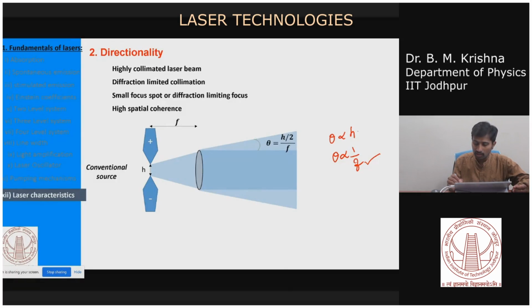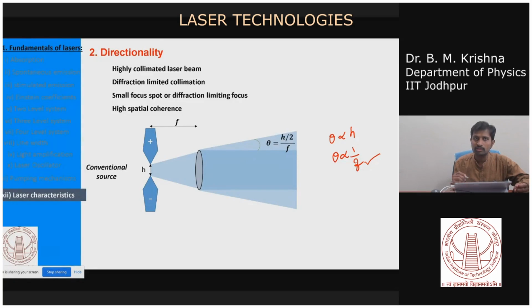And if you increase the height of your source, what happens? Your divergence angle increases. That doesn't work because you need a highly intense beam. So now you have to decrease the height of the source. But if you decrease the height of the source, the amount of light you generate decreases. So at any cost, it is almost impossible to give a high intensity beam like lasers using conventional sources.